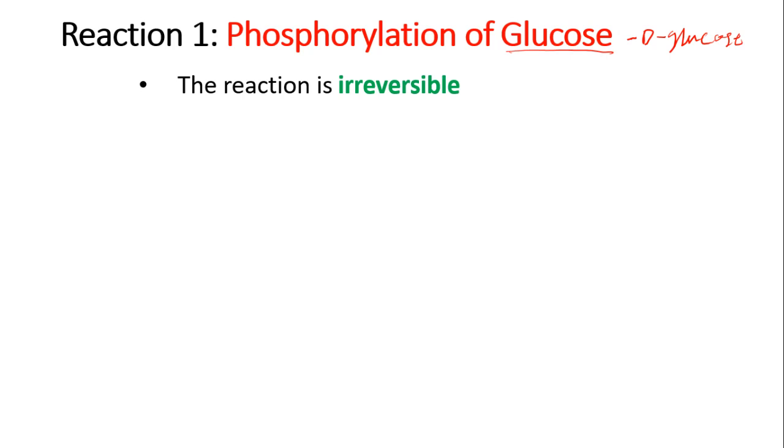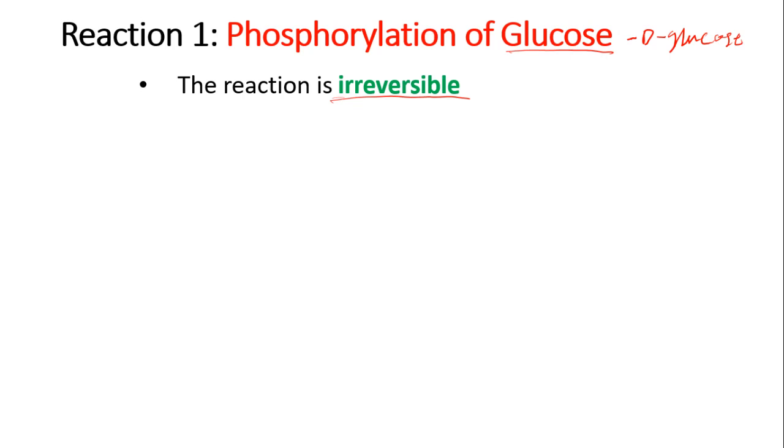The first reaction is the phosphorylation of glucose, which simply means that there is a reaction between glucose and a phosphate group. In short, a phosphate group is being added to a glucose. And one thing that we need to understand is that this reaction is irreversible. It cannot be taken back. Then, since this reaction is not taken back, we need to understand there is something that is needed.